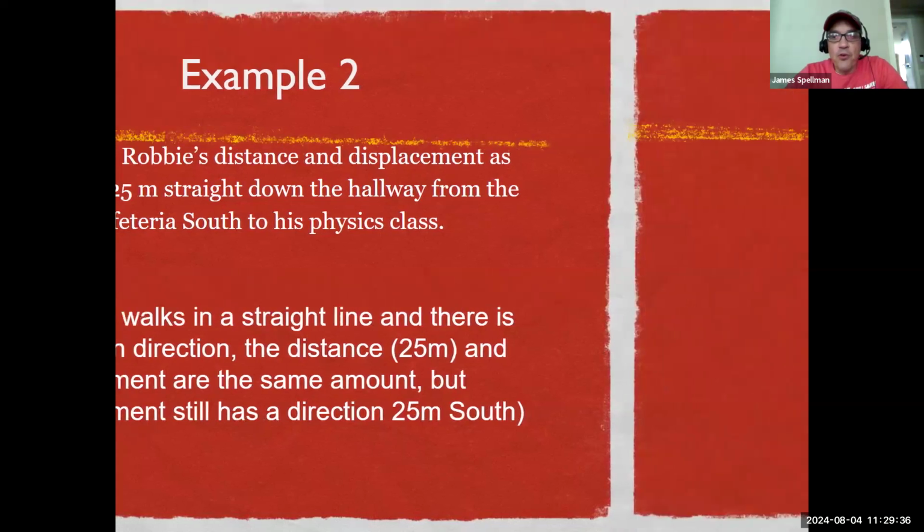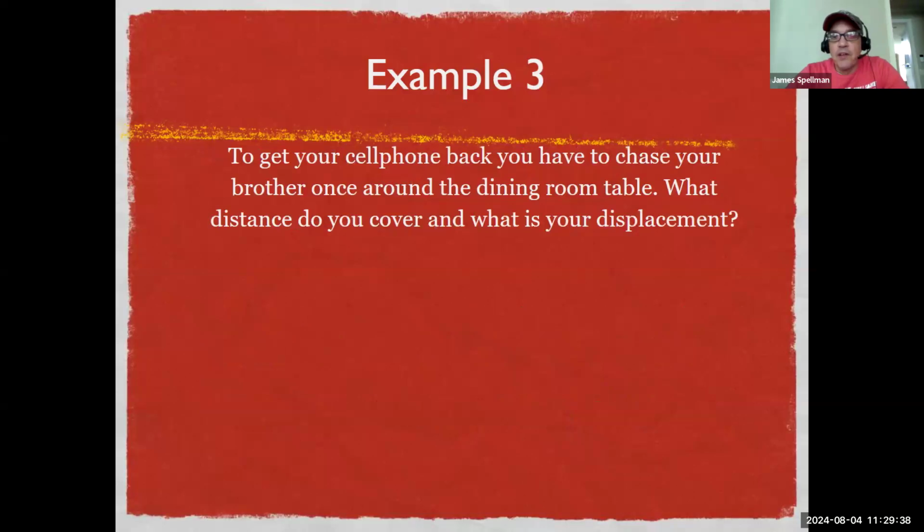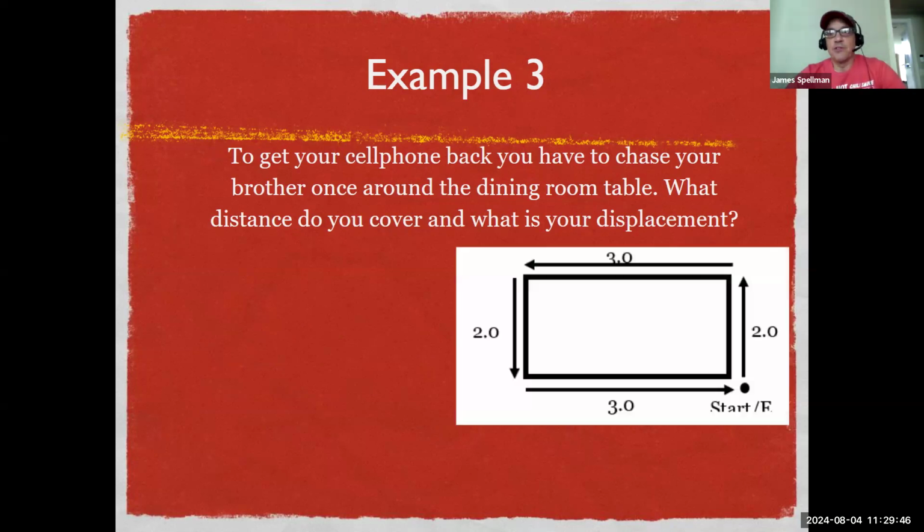All right. Third one. It says to get your cell phone back, you've got to chase your brother around the dining room table. What's your distance and what is your displacement? Sometimes with these, it's a little bit helpful to make an image so that you can draw it out. In this case, we would kind of have to have an image because it didn't give us the numbers. But if the question gave you numbers about which way you were moving, sometimes it's really helpful to draw it out so that you can see it.